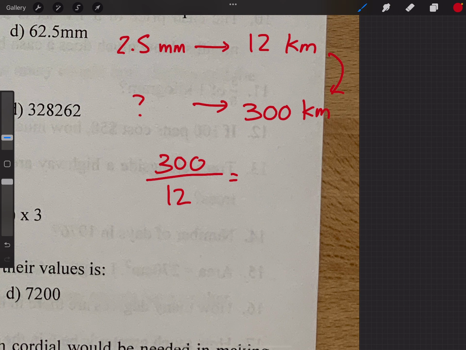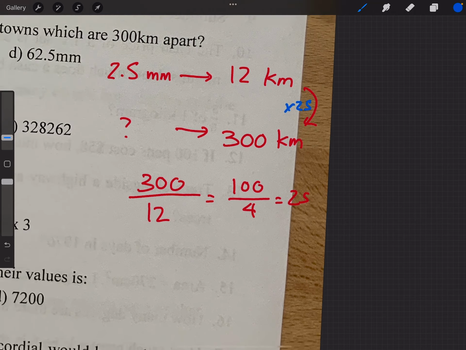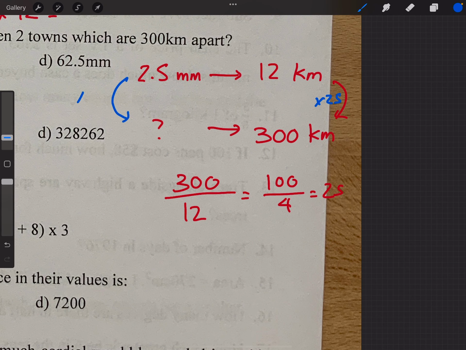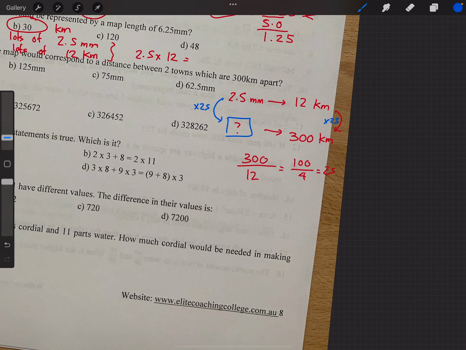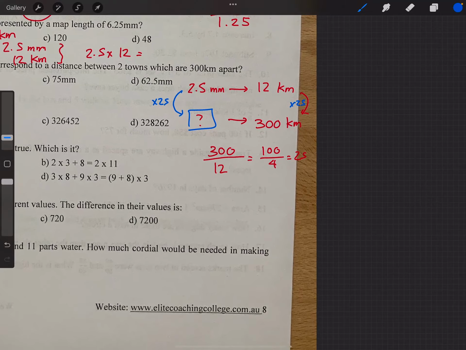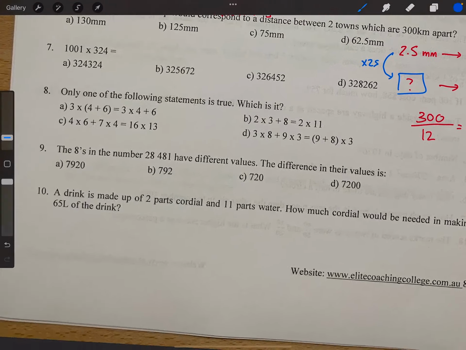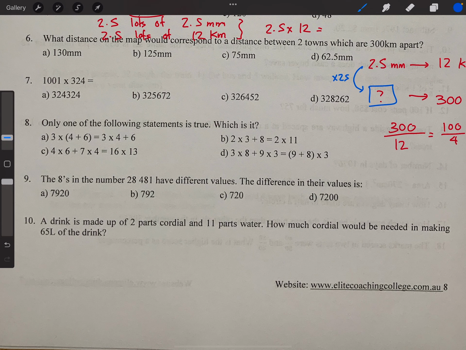Now let's divide top and bottom by 3. We get 100 over 4. 100 divided by 4 is 25. That means that I've multiplied this by 25, which means I should multiply this as well by 25 to get the number here. Alright, so 2.5 times 25. Can you work it out? 2.5 lots of 25s. I'll leave that to you. Next question.